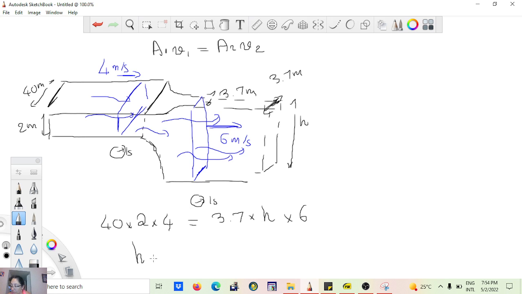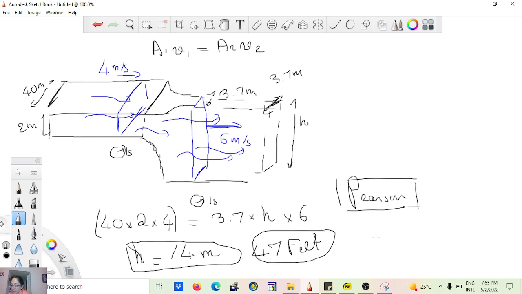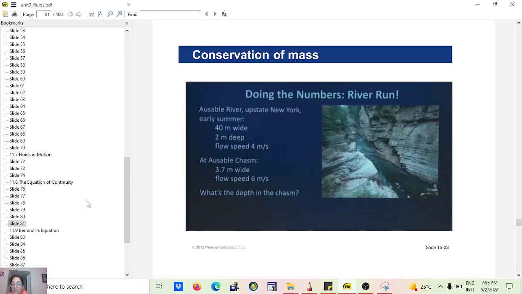Okay, so you are solving for H, and I did that for you to go faster. You can pause the video, and I found 14 meters, and that is 47 feet. Okay, it comes from a book by Pearson. Okay. So another slide. So we did that example here.